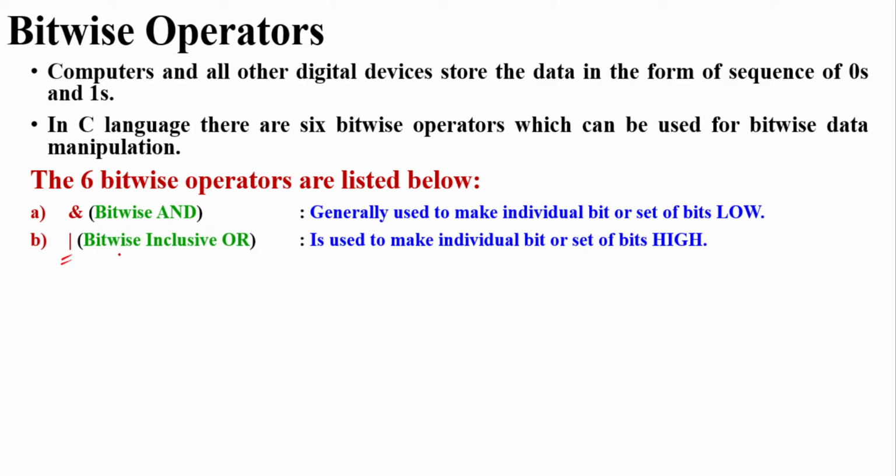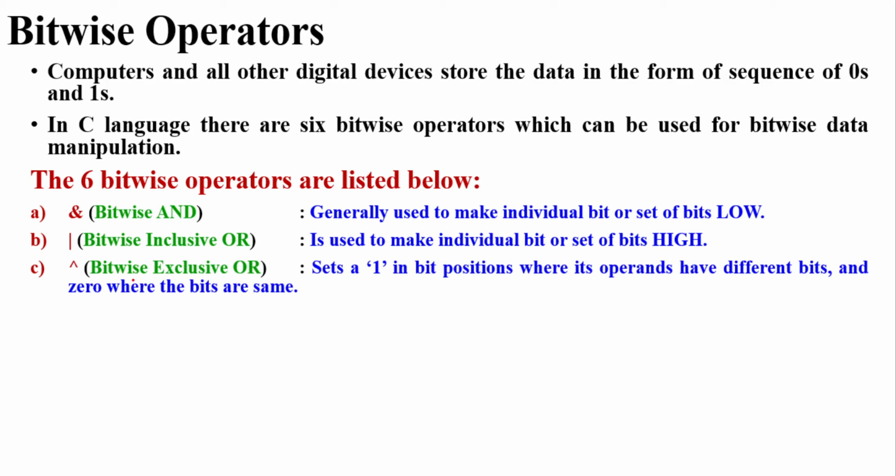Then we have this pipe symbol, which is used for bitwise inclusive OR operation. It is generally used to make an individual bit or set of bits high. It is just the opposite of the AND operation. In AND operation, we make the bits low, whereas in OR operation, we make the bits high.